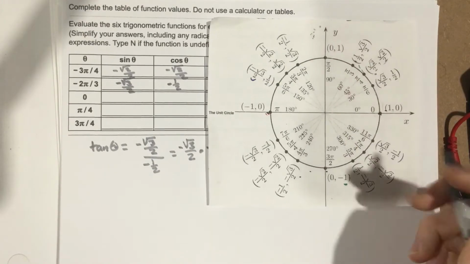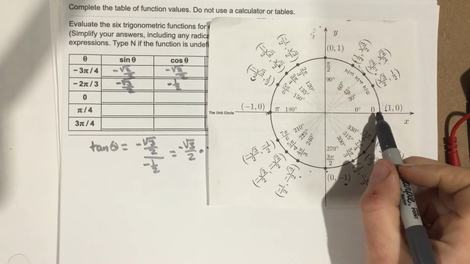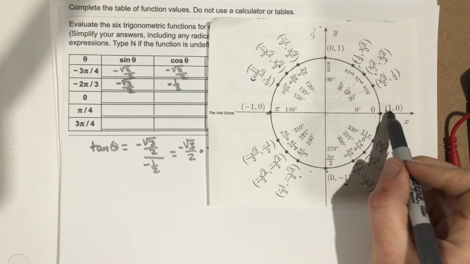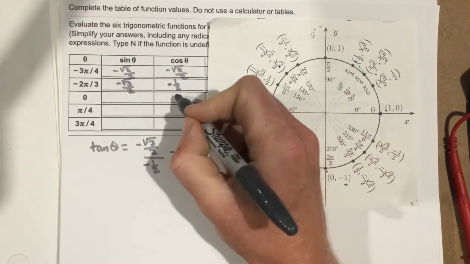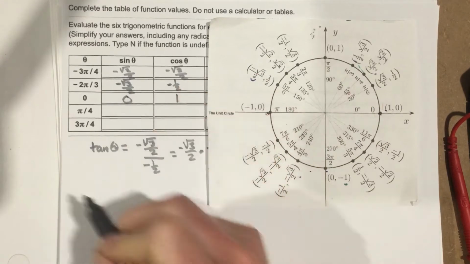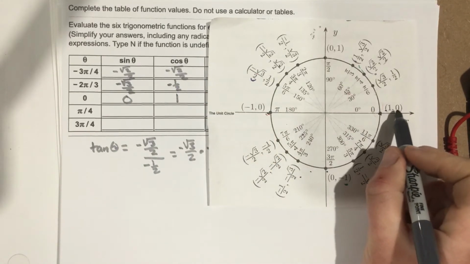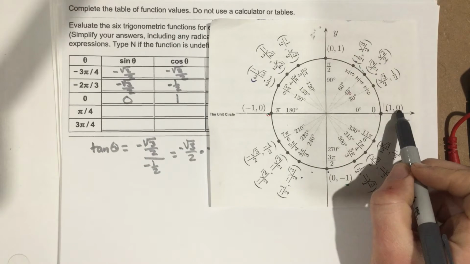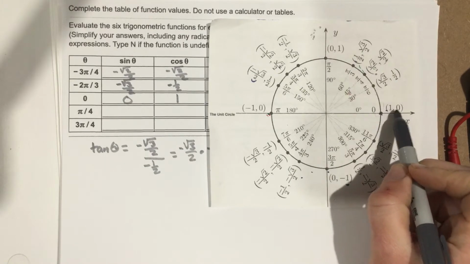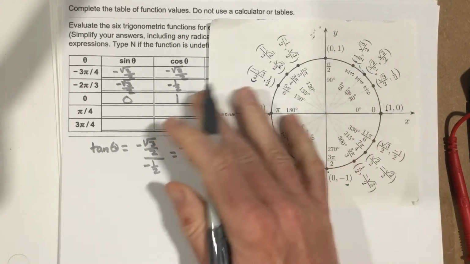Now let's go back to 0. It says 0. We've got an x value or a cosine value of 1 and a sine value of 0. So is tangent defined here? Yes, because if I take sine divided by cosine, 0 divided by 1, I get 0 for tangent.